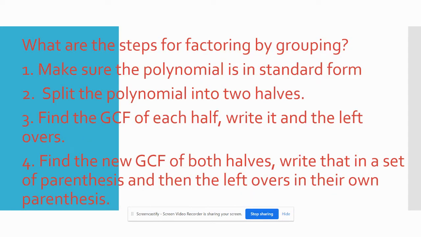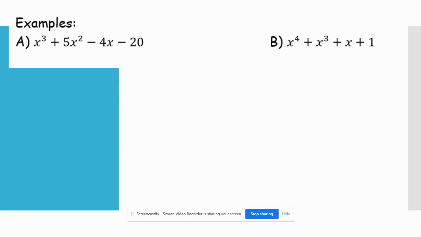These are the steps for factoring by grouping. If you would pause the video and jot these down. Really what we're looking at is taking out common factors and writing leftovers twice. We can only factor by grouping if we have 4 terms. That's important to note. We're factoring by grouping if we have 4 terms.